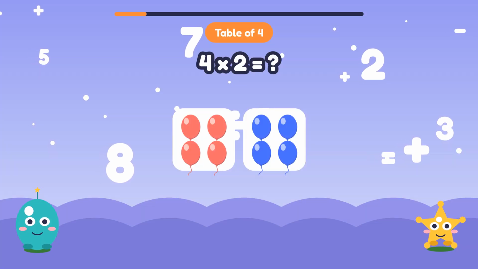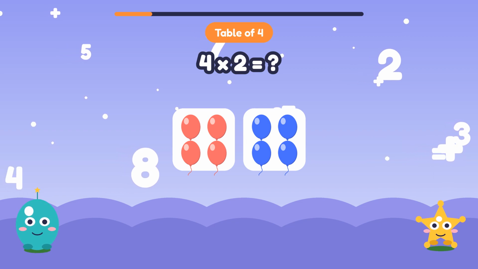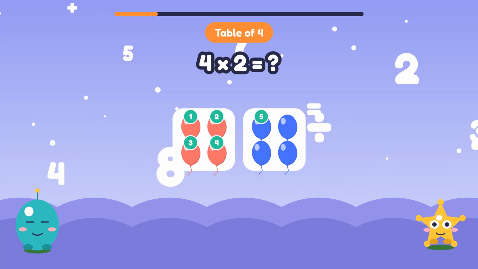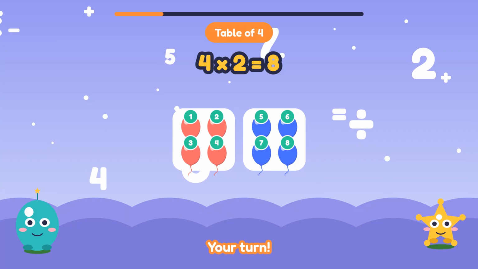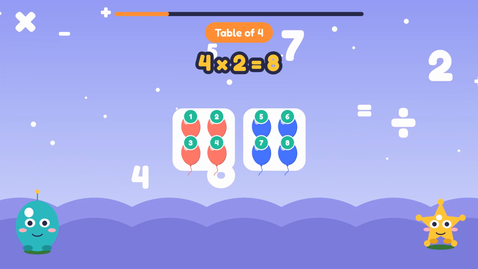Now here comes another group of 4. 4 and 4 more. 1, 2, 3, 4, 5, 6, 7, 8. Can you say it? 4 times 2 is 8.